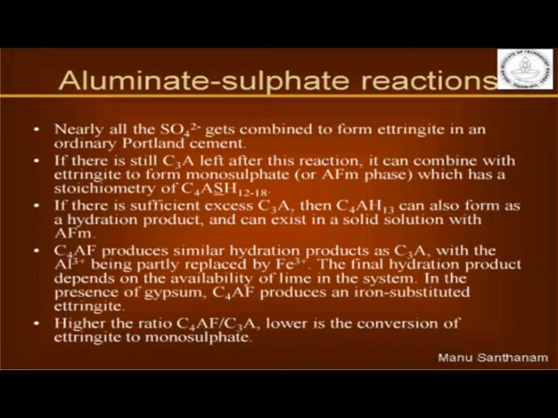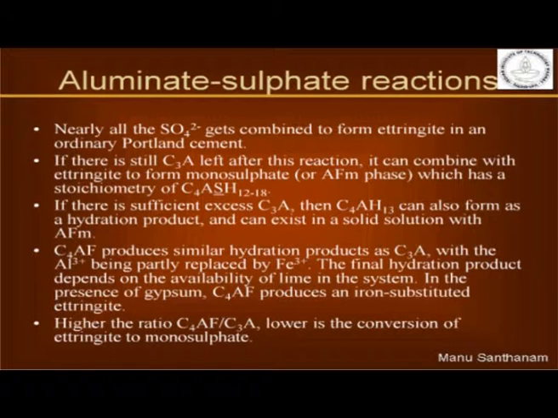But what happens to this ettringite? Does it remain stable in a regular Portland cement? The answer is no. Why does it not remain stable? It's because in a normal Portland cement, you have a much higher content of aluminate as opposed to sulfate. So this ettringite will again react with the excess C3A left in the system and form a phase called monosulfate, C4A S bar H12. You see this phase here, C4A S bar H12, that is the monosulfate phase.